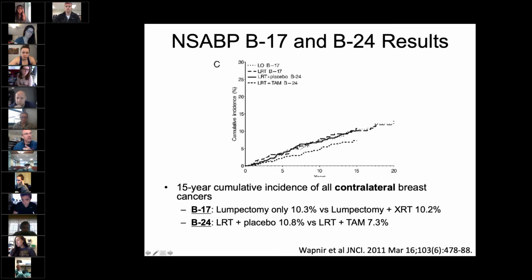The lumpectomy alone and lumpectomy plus radiation arms are basically the same, clumped together on the contralateral side. And the only curve that separates on the contralateral side is the one that got tamoxifen. So the hormonal therapy is treating the whole body, not just the single breast, whereas the lumpectomy and radiation are just treating the single breast. That makes sense to everybody? So when you talk about contralateral risk, you've got to give hormonal therapy.